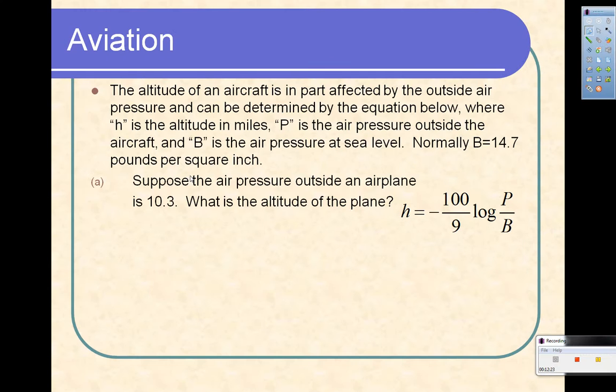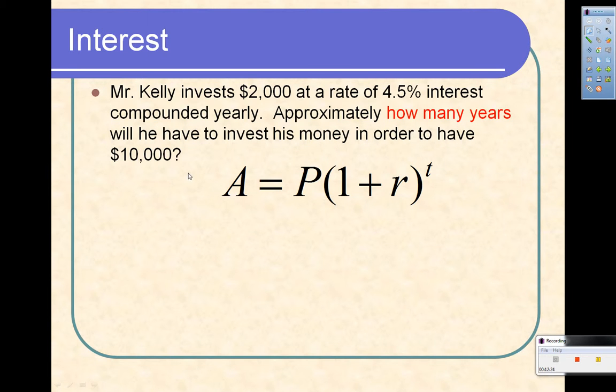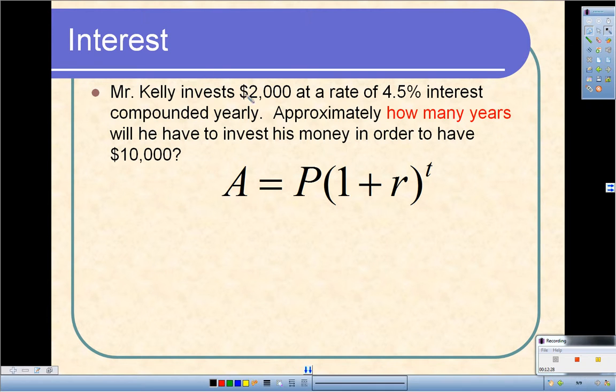And it's about money. It says, Mr. Kelly invests $2,000 at a rate of 4.5% interest compounded yearly. That means every year they add interest to my account. It says approximately how many years will he have to invest his money in order to have $10,000. So I want to know how many years, or T for time. So I want to solve this for T.